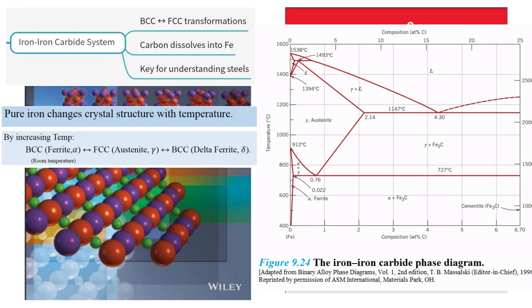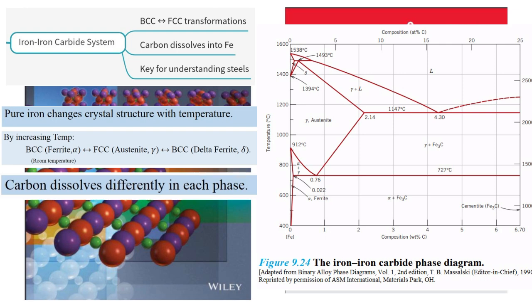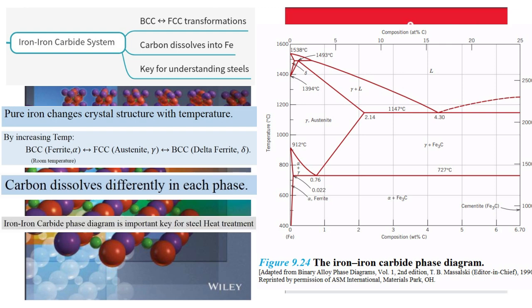And when we add carbon to iron, it dissolves into these different crystal structures. So pure iron changes its structure depending on the temperature, and carbon can dissolve into those different structures. Exactly. And the iron-iron carbide phase diagram shows us what phases are stable at different temperatures and carbon contents. So it's the key to understanding how to heat treat steels to get the properties we want. But that's a whole other deep dive.